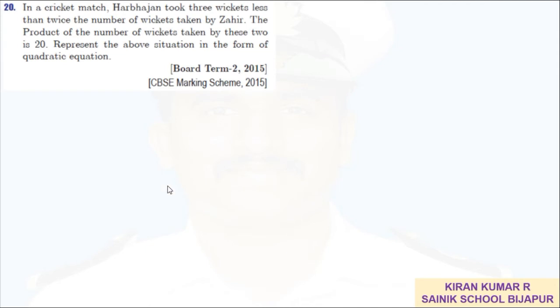Question number 20. In a cricket match, Harbhajan took 3 wickets less than twice the number of wickets taken by Zahir. The product of the number of wickets taken by these two is 20. Represent the above situation in the form of a quadratic equation. Here they have not asked you to solve the quadratic equation. You have to just make the equation.